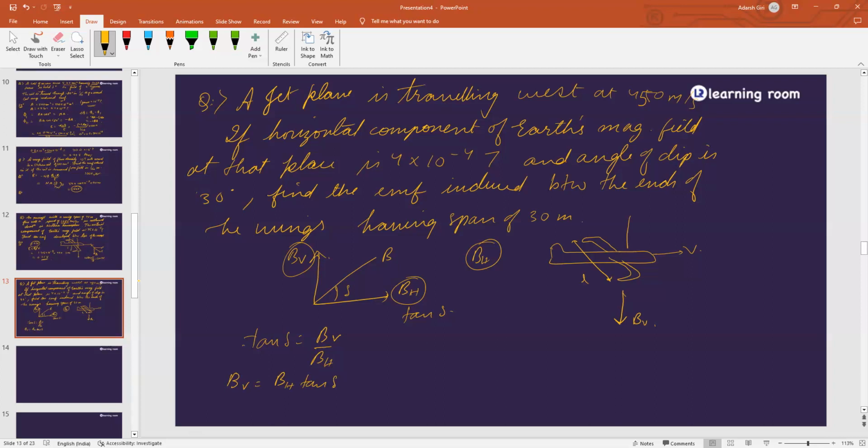Now you can put this here. So EMF is BVL into V. So BV is BH into tan delta into length, that is 30 meters, into velocity, given as 450 meter per second. So BH is 4 into 10 to the power minus 4 into tan of 30 degrees into 30 into 450. From there you'll get the answer around 3.12 volts. Did you understand it, everyone?